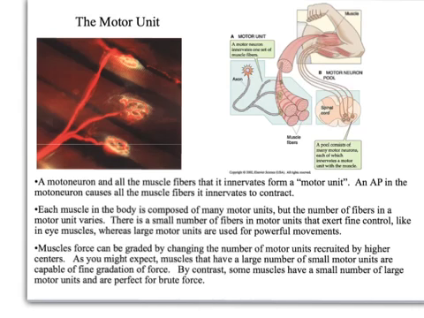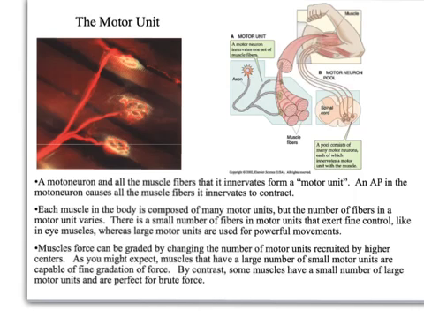Then the motor unit is one motor neuron that innervates several muscle fibers. So it's a motor neuron and all of the muscle fibers that it innervates. That's what forms the motor unit. An action potential in a motor neuron causes all the muscle fibers it innervates to contract. So here's one motor neuron that's touching three different fibers, and one action potential here will cause all three of these fibers to contract.